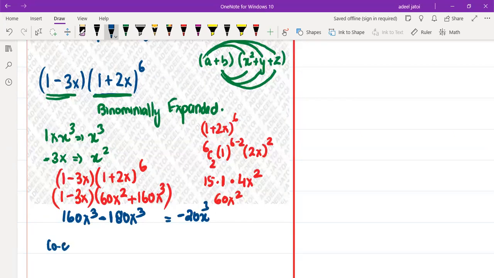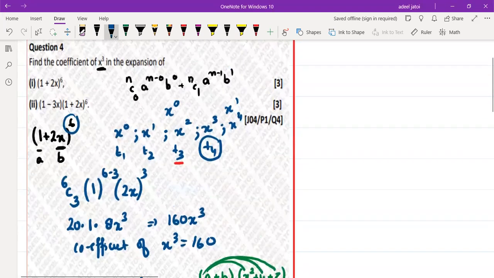So the coefficient of x cube for part B is minus 20. Now this is a question which was tested in June 2004, paper 1, question number 4.